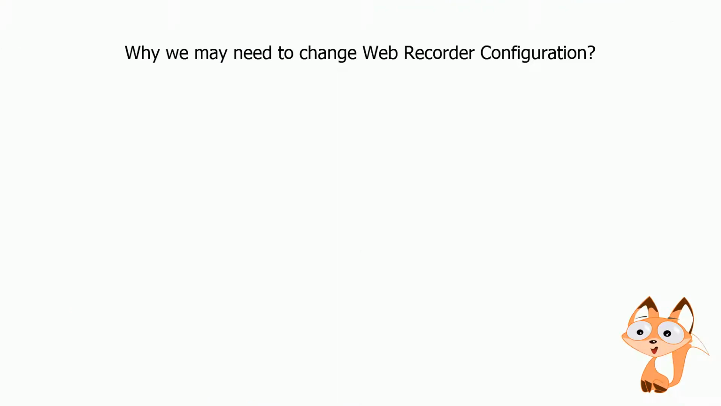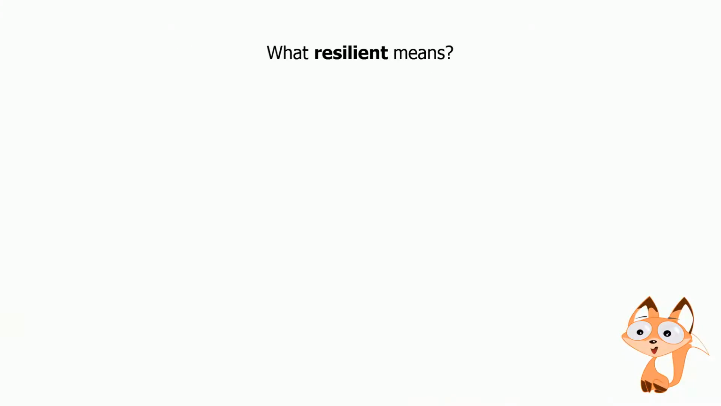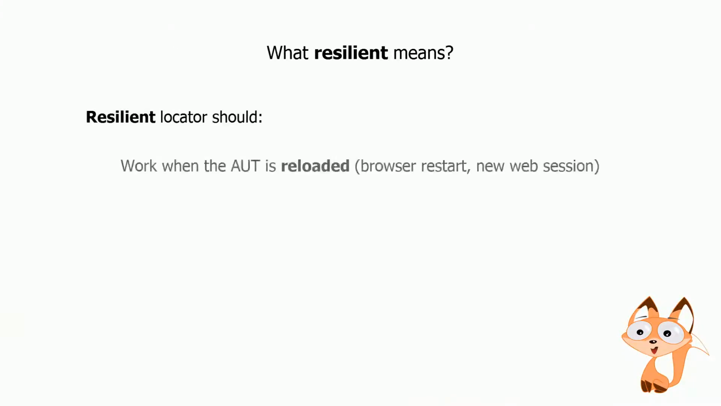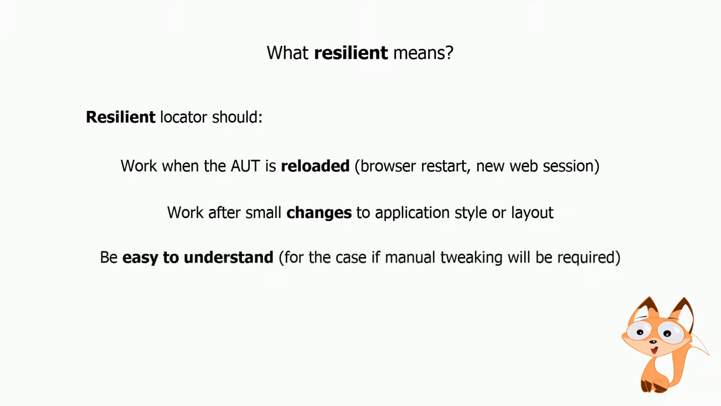Why we may need to change web recorder configuration? The short answer is to generate resilient XPATH locators for elements. What does resilient mean? Resilient locators should work when the application under test is reloaded because of the browser restart or new web session, work after small changes to application style or layout, and be easy to understand in case manual tweaking will be required.